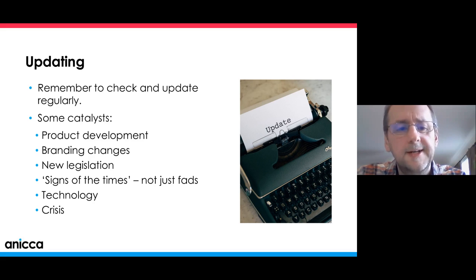Signs of the times, which would be, as I said, not just fads, but movements such as currently around plastic packaging, climate change, etc. Very, very high level stuff, some of those, but they will often filter down to have an impact on many different sites in many different ways. Technology changing all the time, so that will almost certainly have a bearing on what you need to say or how you're saying it. And of course, crisis. I won't mention current crises, but it's a well-known impetus for change, and obviously, of course, can often mean quite urgent changes.